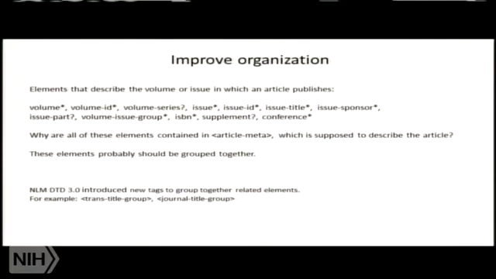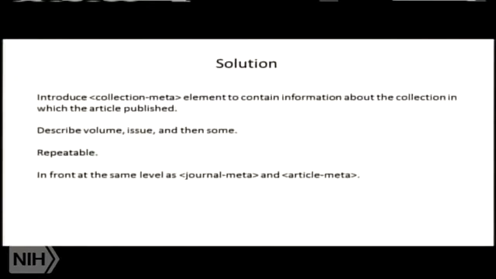And looking back as a footnote here, in 3.0, they introduced a new set of grouping tags to collect together related elements. This is kind of in that same spirit of increasing organization within the tag set. So the solution I'm suggesting is to create a new element, collection meta, which would describe the volume or issue and potentially other things. Make it repeatable for those cases where it needs to repeat, and treat it at the same level as you would article meta or journal meta.